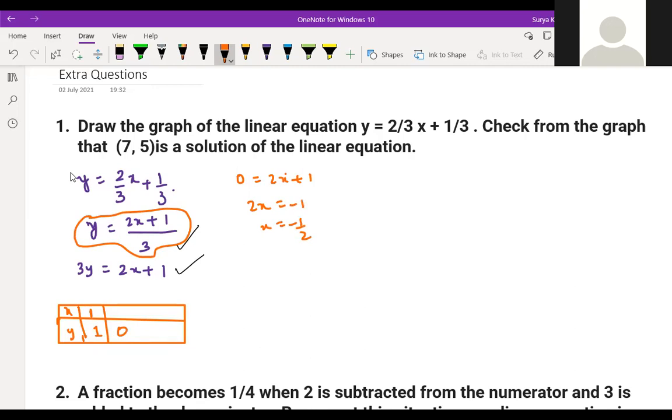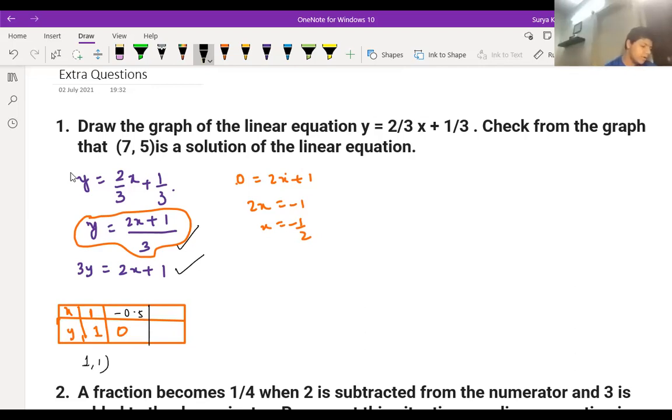If you put y = 0, then you will get (2x + 1) divided by 3. And divided by 3 means nothing but 0 only, since 3 into 0 will become 0. So I'm not writing the 3 over here. So 0 = 2x + 1. The 2x equals minus 1, x equals minus half. That is, you can write here minus 0.5. So by the help of two distinct coordinates, you can draw the graph.